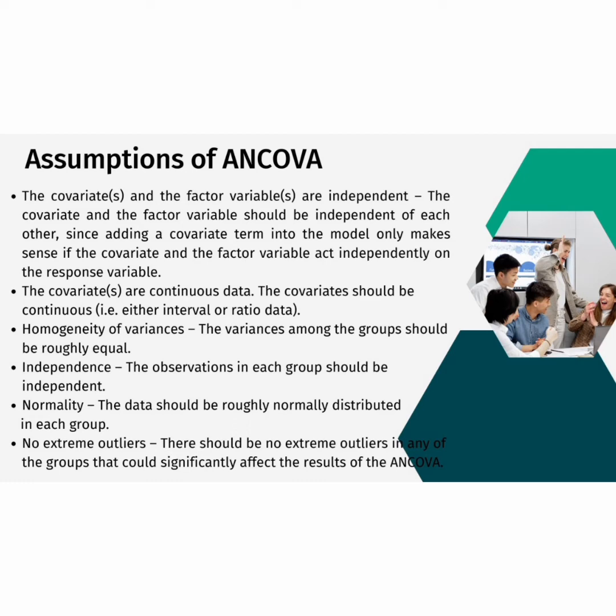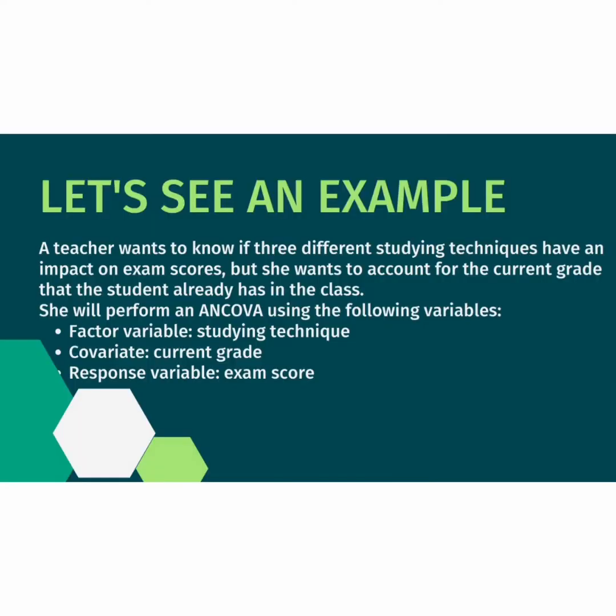Homogeneity of variances. The variances among the groups should be roughly equal. Independence. The observations in each group should be independent. Normality. The data should be roughly normally distributed in each group. No extreme outliers. There should be no extreme outliers in any of the groups that could significantly affect the results of ANCOVA.